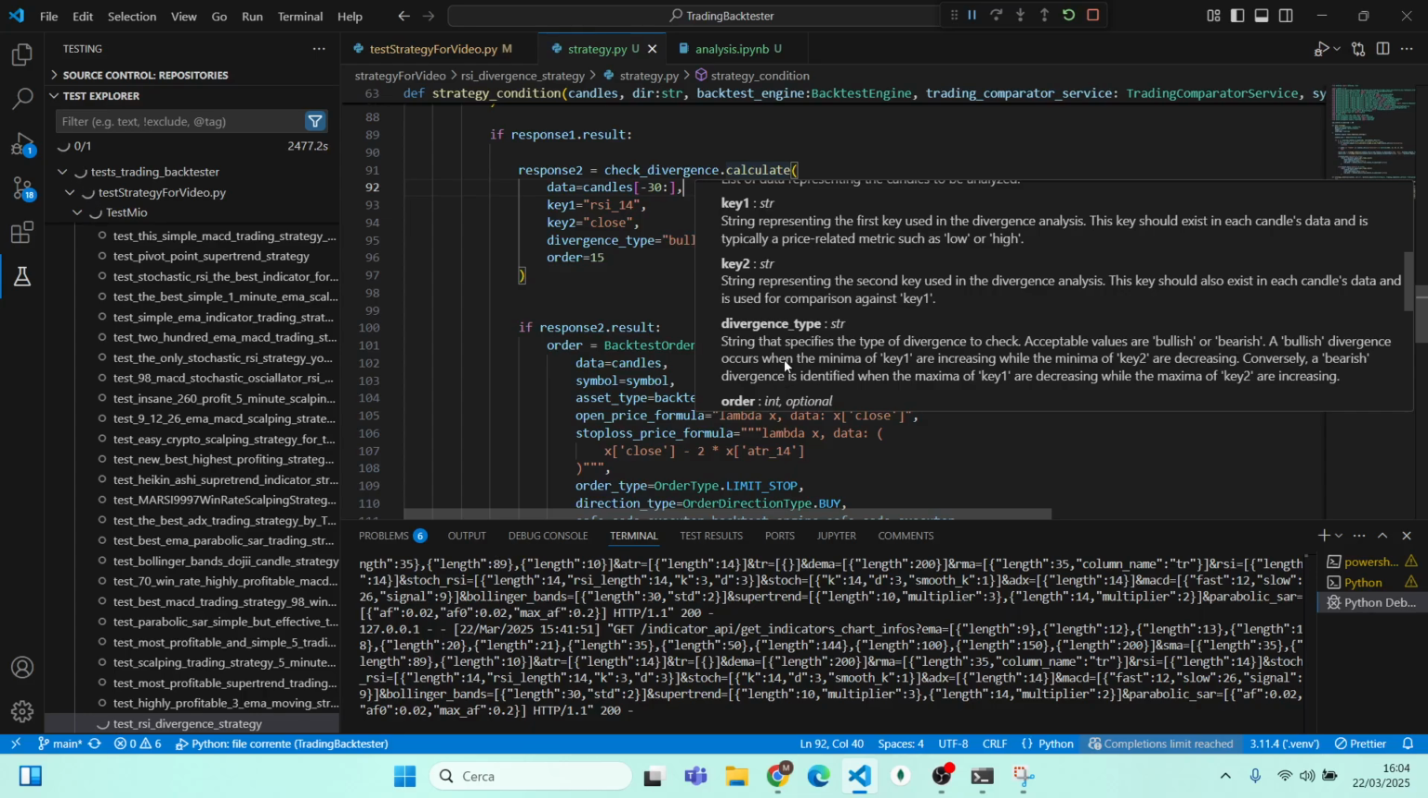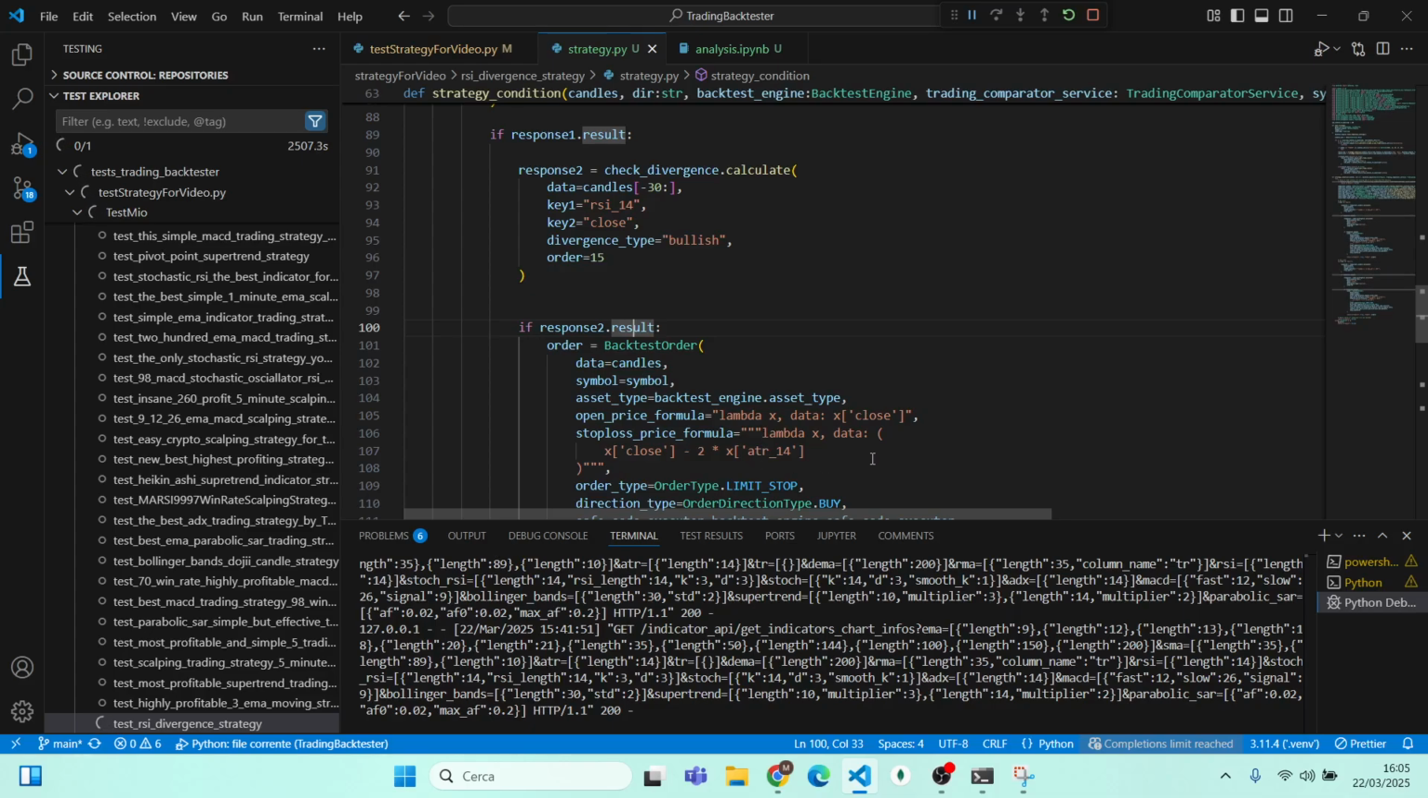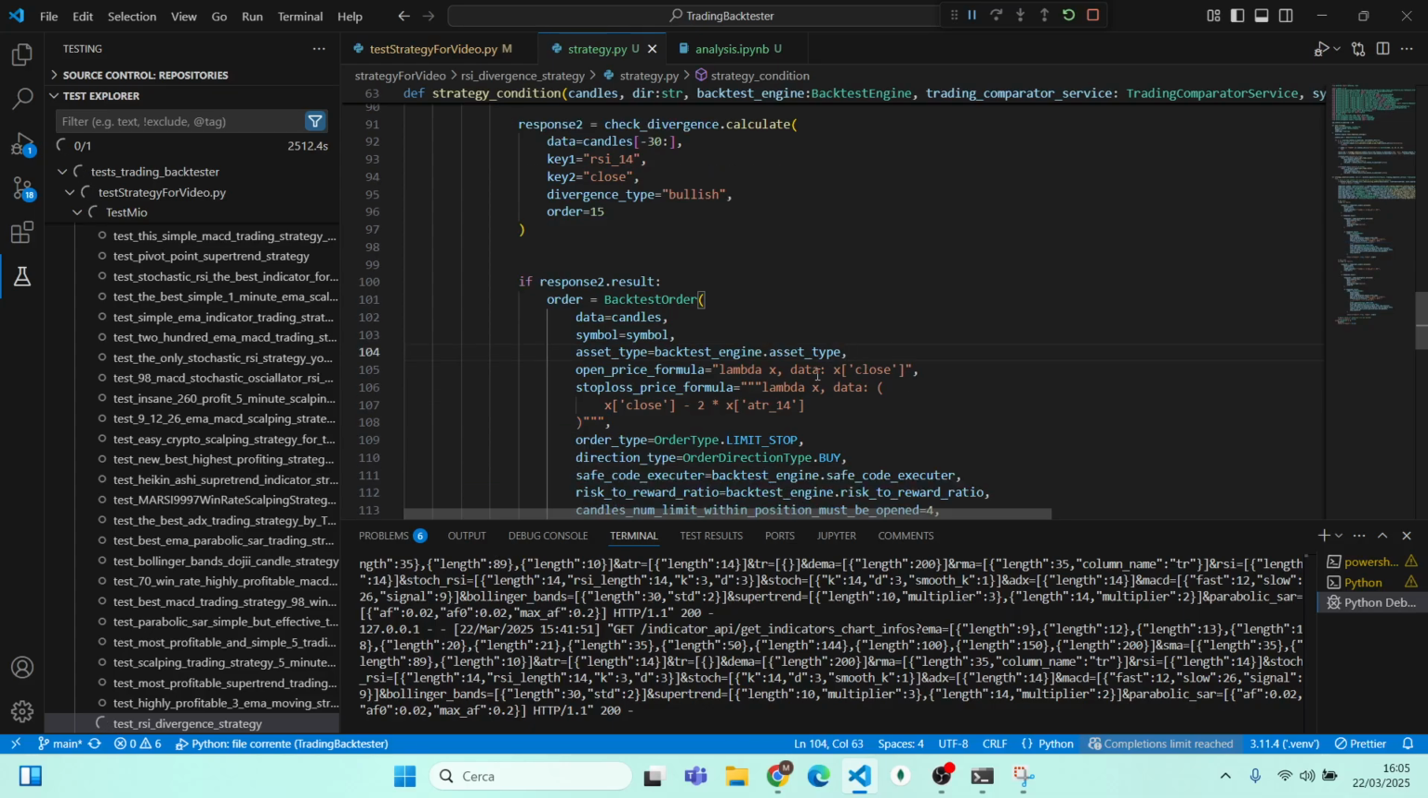A bullish divergence occurs when the minima of key 1, in this case key 1 is RSI 14, are increasing while the minima of key 2, which is close, are decreasing. Conversely, a bearish divergence is defined when the maxima of key 1, so RSI 14, are decreasing, while the maxima of key 2, the close, are increasing. This is the definition of divergence in my software. This is also the formula for stop loss, and the open price formula was this one.